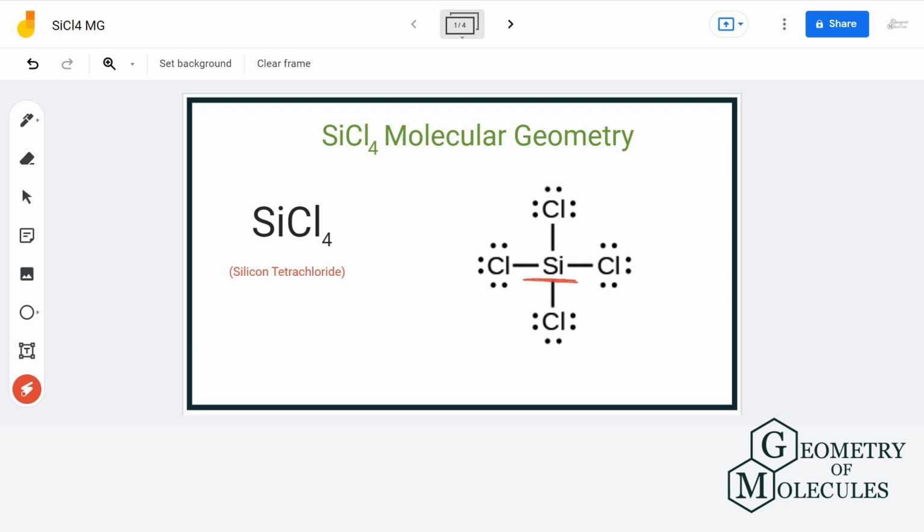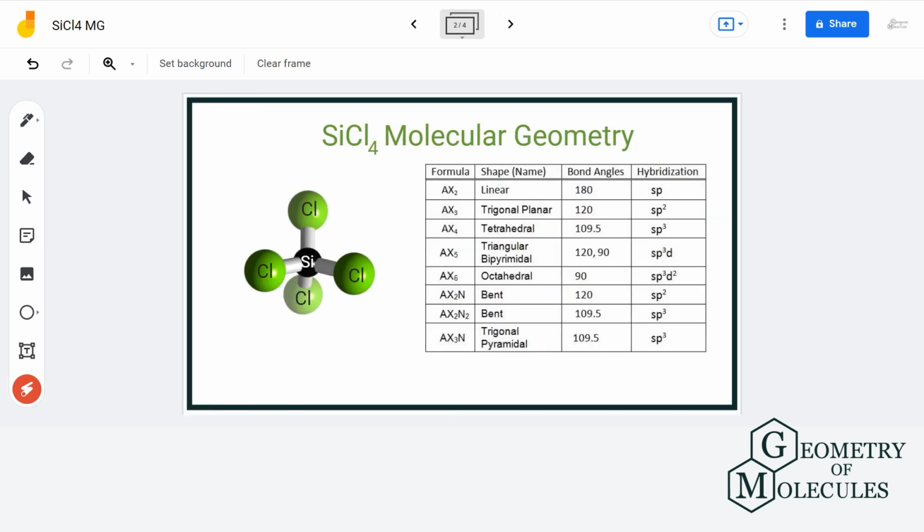Here, the central atom silicon is forming 4 single bonds with 4 chlorine atoms, and there are no lone pairs of electrons on it. If we look at the structure in 3D, we can see that the structure of SiCl4 is tetrahedral. Let us confirm that by referring to this table.